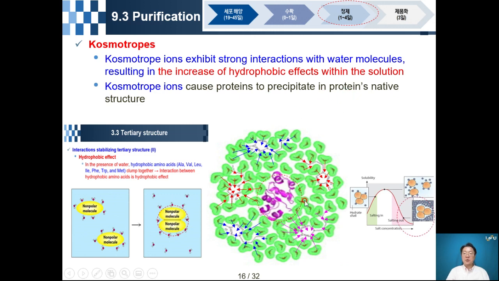If we increase the cosmotropic ion concentration, this protein can be precipitated in its native structure. So this is the cosmotropes. Once again, cosmotropes exhibit strong interaction with water molecules, resulting in the increase of the hydrophobic effect within the solution. It means that protein can be precipitated in its native structure, like this.